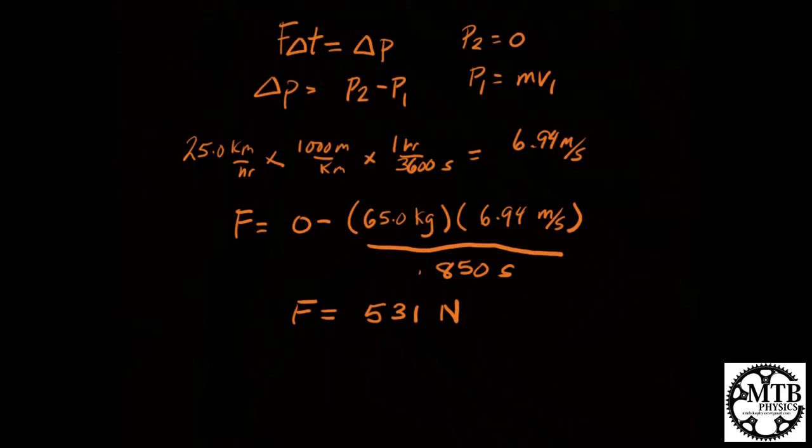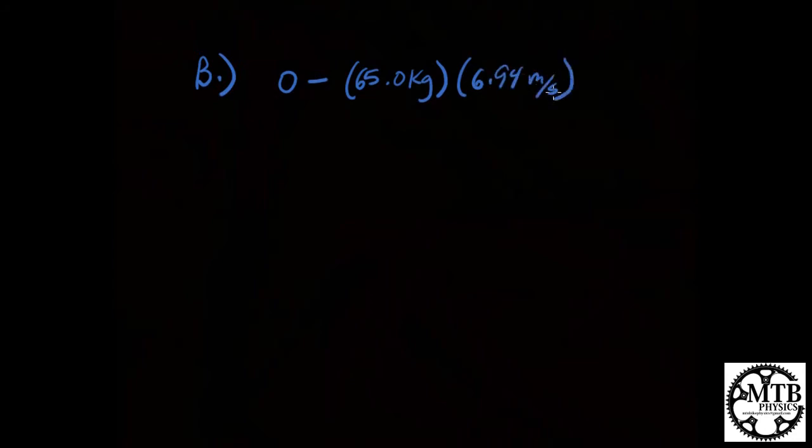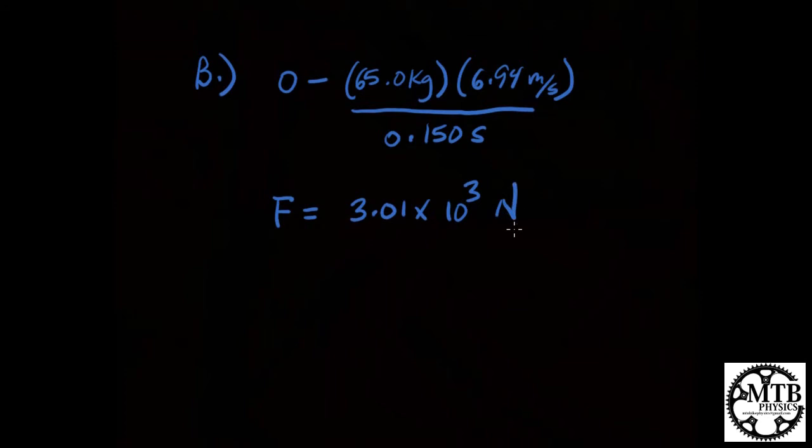If Ryan were to have hit the tree on the other side of the trail, his stopping time would be 0.150 seconds. Let's redo this problem now. Same exact problem, but now with a shorter time. So it's 0 minus 65.0 kilograms times 6.94 meters per second, this time divided by 0.150 seconds. And we find now our force is 3.01 times 10 to the third newtons, significantly larger force.